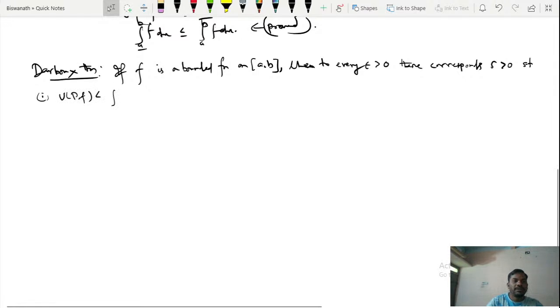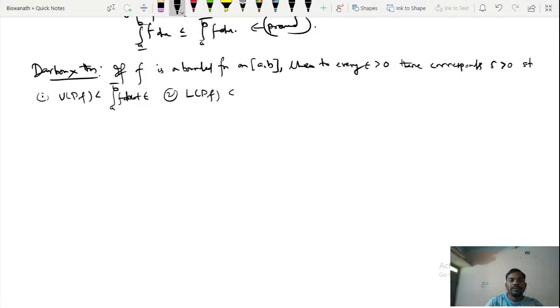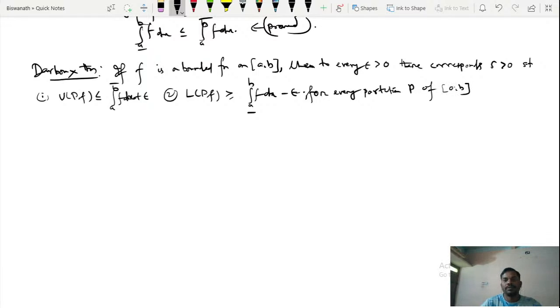U(P, f) is always less than or equal to the upper Darboux integral of f dx plus epsilon, and your L(P, f) is greater than or equal to the lower Darboux integral of f dx minus epsilon, for every partition P of closed [a, b] with norm mu(P) less than delta.